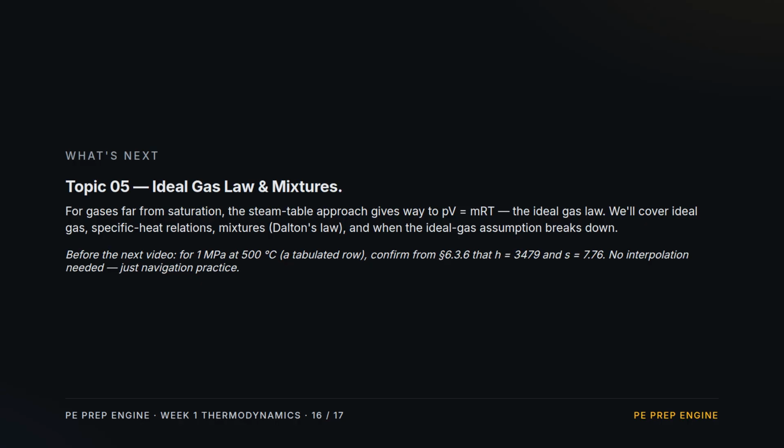Next up, Topic 5. The ideal gas law and mixtures. For gases far from saturation, we skip the steam tables and use PV equals mRT. We'll cover the ideal gas equations, specific heat relations, Dalton's law, and when the assumption breaks down. Before that video, for 1 megapascal at 500 Celsius, a tabulated row, confirm H is 3,479 and S is 7.76.